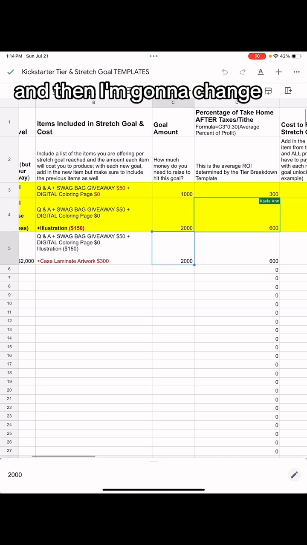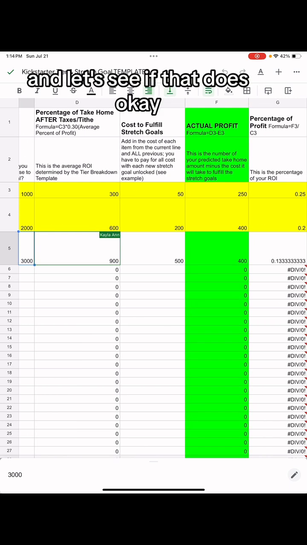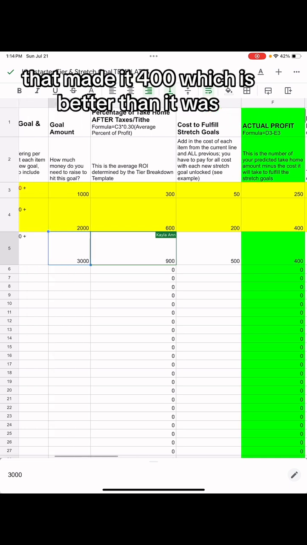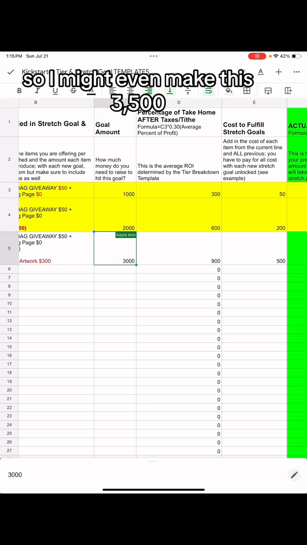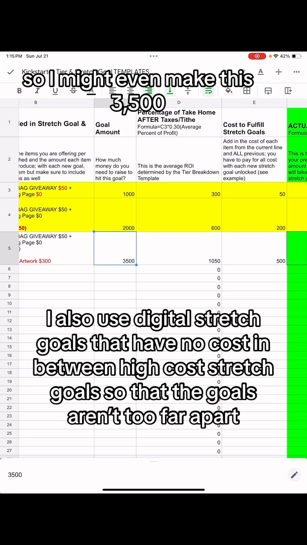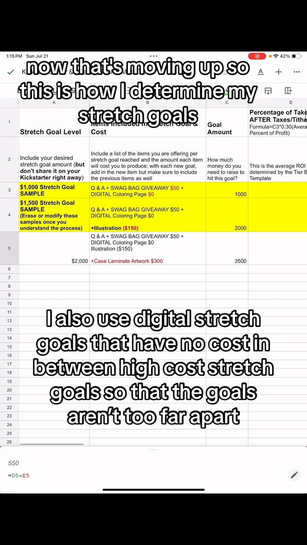Okay. And then I'm going to change, let's see, I'm going to change the 2,000 to 3,000. And let's see what that does. Okay, that made it 400, which is better than it was, but honestly, it's still not going up. So I might even make this 3,500. Let's see. And now, okay, now that's moving up. So this is how I determine my stretch goals.